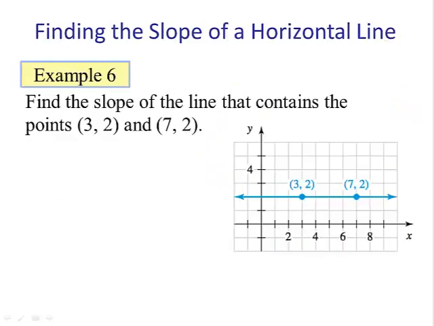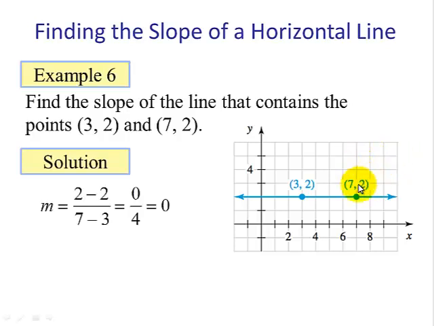Example 6. Find the slope of the line that contains (3, 2) and (7, 2). So if we pick our points here, y2 minus y1, we get 0, and x2 minus x1, we get 4. 0 divided by 4 is 0. So whenever we have a horizontal line, the slope is always 0.